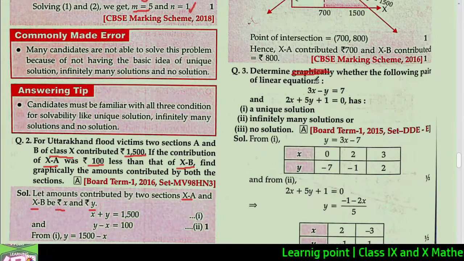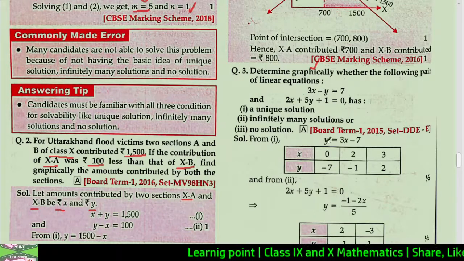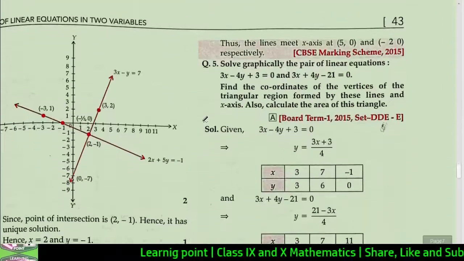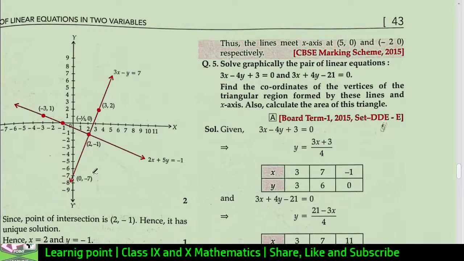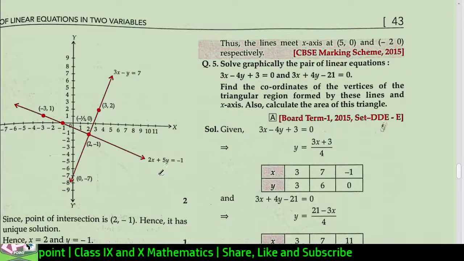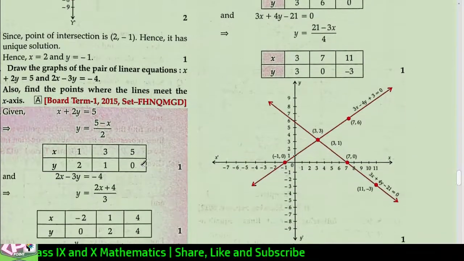We can follow that, but here it is particularly mentioned graphically, so that's why you need to plot the graph for this one. Then look here. If you look at the graph, you can understand it has a unique solution because the lines are intersecting. The next one.